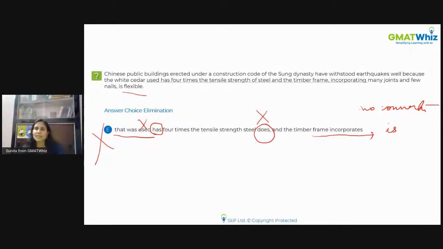So Rajesh is asking, it has been constructed long back using white cedar. So see, Rajesh, you're using the present perfect, has been constructed, which means the white cedar, the timber frame, is still there. Okay. So that is why we don't use simple past.